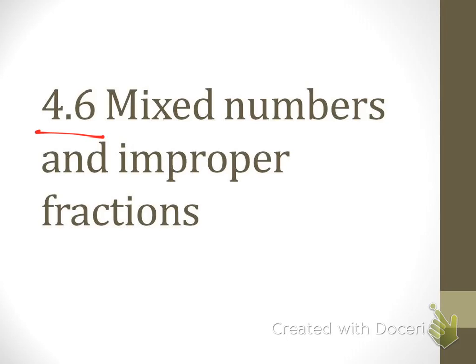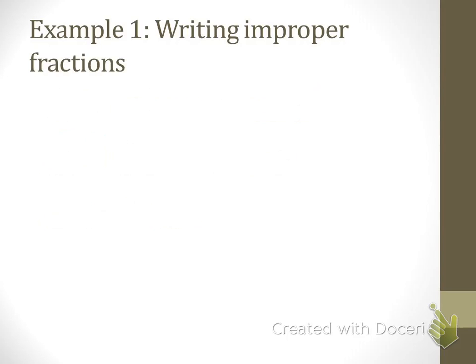So now we are on page 185. Okay, so in example 1, we're writing improper fractions. We're given the mixed number 3 5/6. Now, if you learned a certain way to convert these in elementary school and you want to use that way, that's perfectly fine, okay? I'll show you the way that I do it, and if you have a different way, that's fine too.